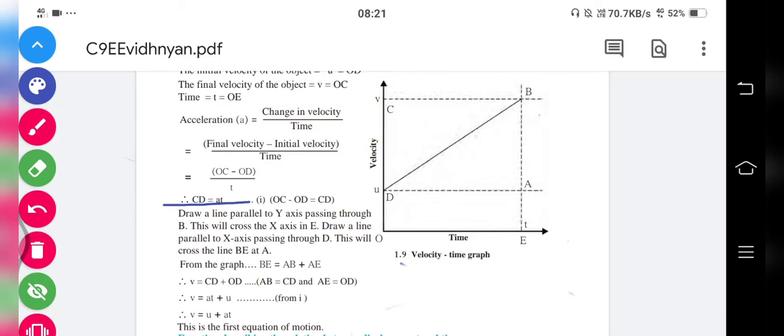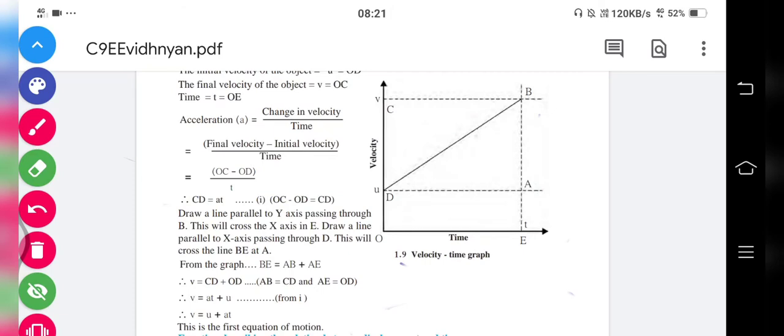OC is the full length, and minus this one, you find this one is the remaining, is it? So that will be the CD, is it? So that will be CD equal to OC minus this one. So again you can draw the graph for better understanding or comparison with our formula.